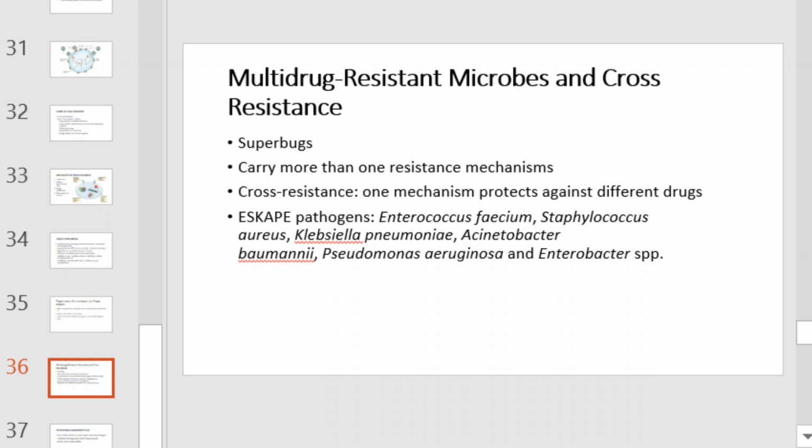Multidrug resistant microbes and cross-resistance. Organisms that exhibit multidrug resistance or cross-resistance are sometimes referred to as superbugs. They carry more than one resistance mechanism. In cross-resistance, one mechanism can protect against different drugs.